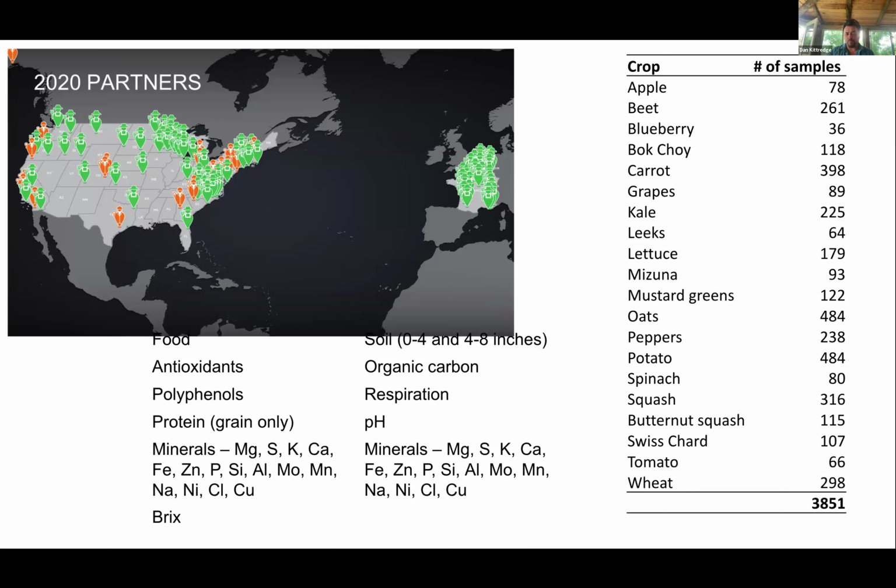What was the variety? When did you plant? What was your fertility program? Did you cover crop? Did you till? What was the mix of your cover crop? Et cetera, et cetera, et cetera. Next slide.